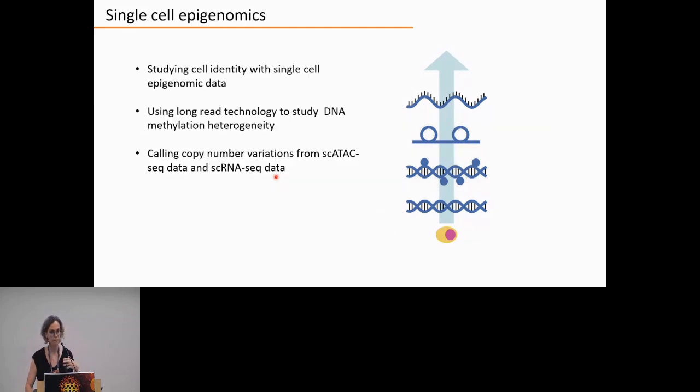So for today, I will present different things that you can do with this type of single-cell epigenomics data. I will tell you how you can use it in the most obvious way to study cell identity, how you can also use it to study DNA heterogeneity, but not with single-cell, but with single-molecule data, and how you can also use this single-cell epigenomic data to call copy number variations in individual single cells.